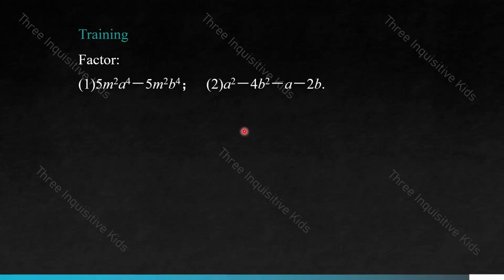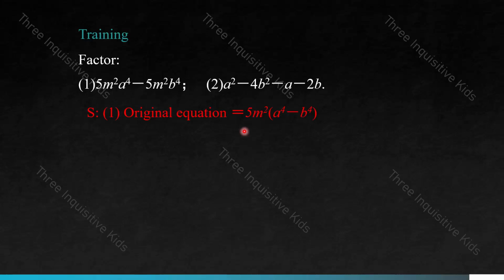Let's do some more training. Factor these two expressions. Remember, the first thing we have to do is to take out the common factor. So for the first question, the common factor is 5m squared.